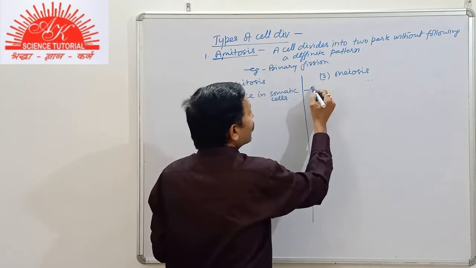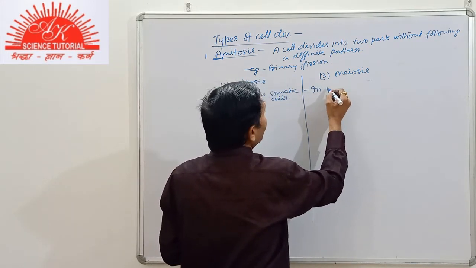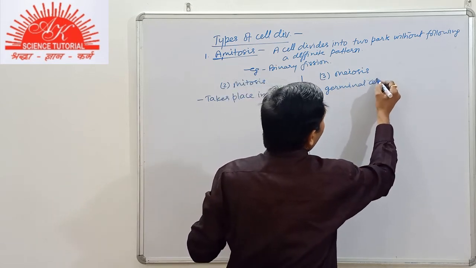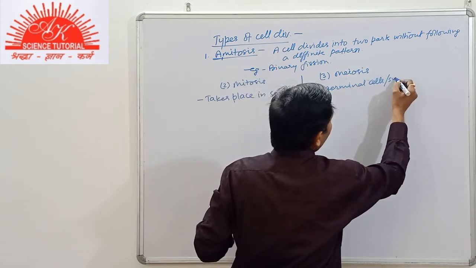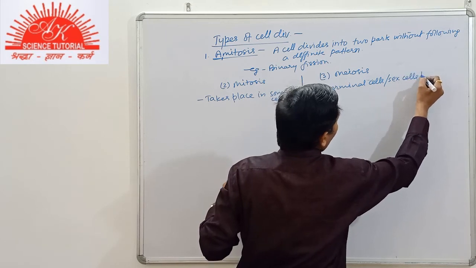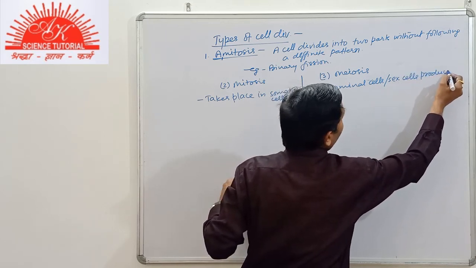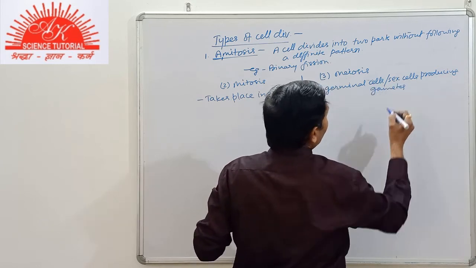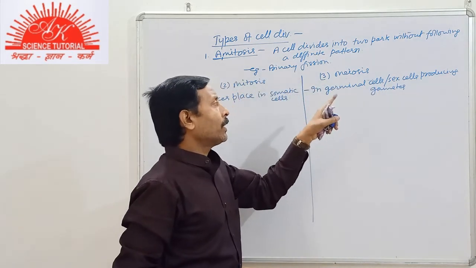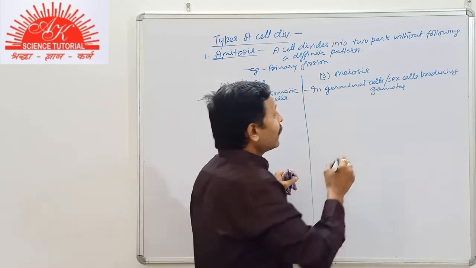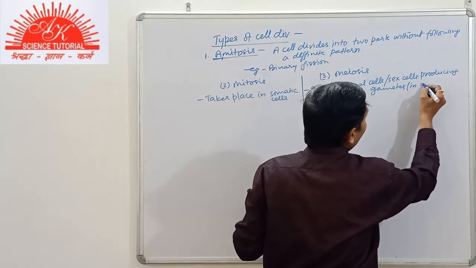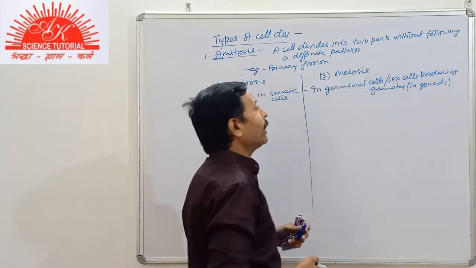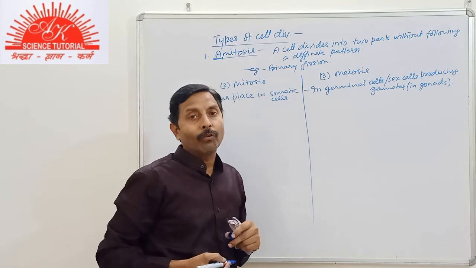Meiosis takes place in germinal cells. Germinal cells, also called sex cells, produce gametes. This means this cell division does not take place in every part of the body. It takes place only in gonads. Gonads means sex organs, like in male it is testis, in female it is ovary.